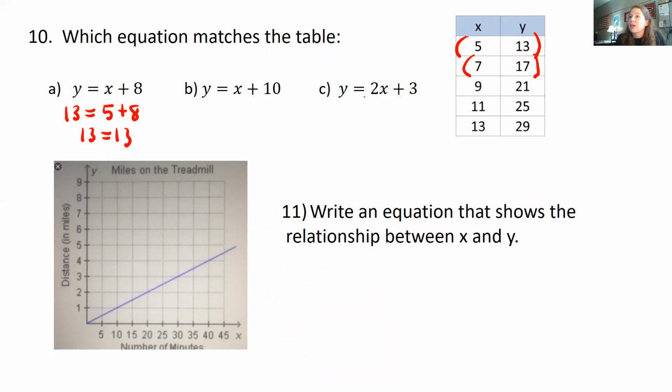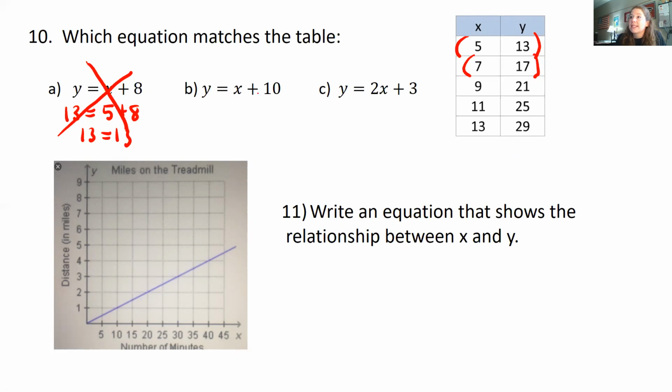The second X and Y value says 17 is equal to 7 plus 8. Does 7 plus 8 equal 17? No, it equals 15. That's not correct. So since it's not true for the whole table, we have to get rid of it. It doesn't work. All right, let's look at letter B.